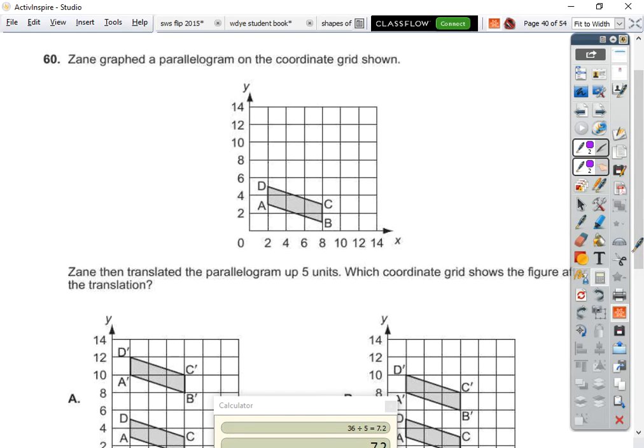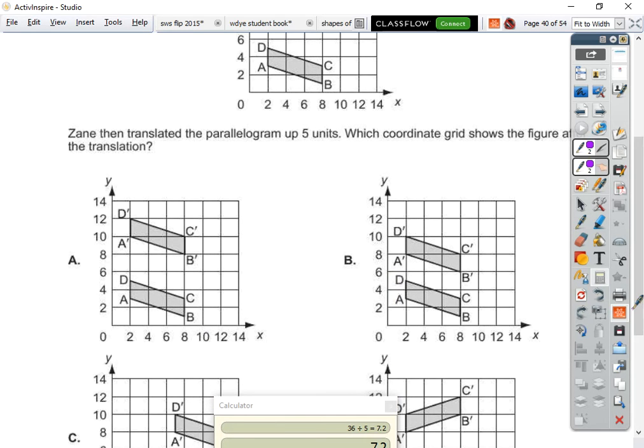Zane graphed a parallelogram on the coordinate grid shown. Zane then translated the parallelogram 5 units up. Which coordinate grid shows the figure and the translation? So we're looking for one that has 5 units up. That's 5 units up. From 5 to 10, from 3 to 8, from 1 to 6. It's definitely that one right there. Okay. Wait for it.